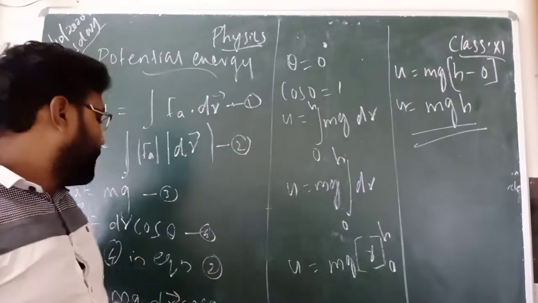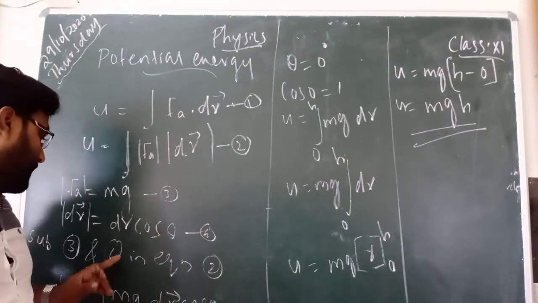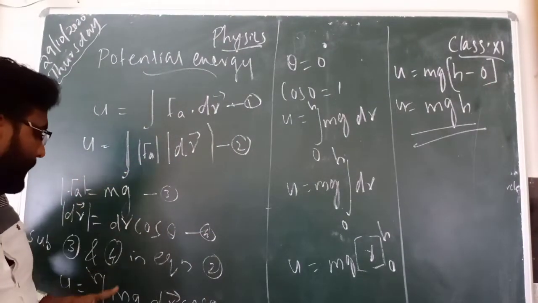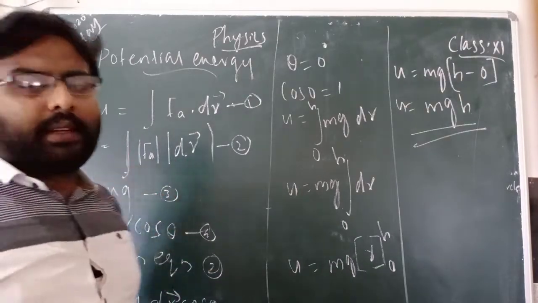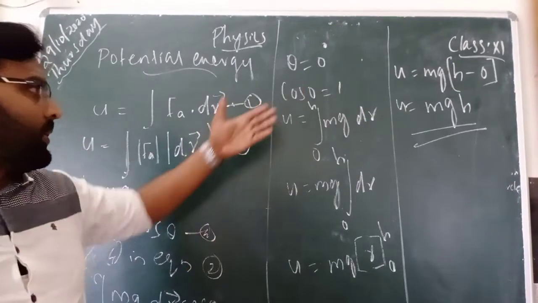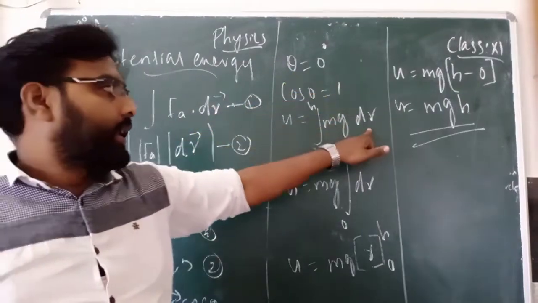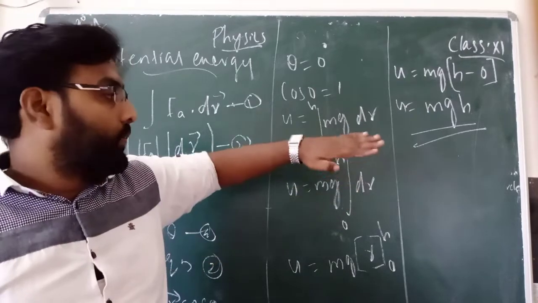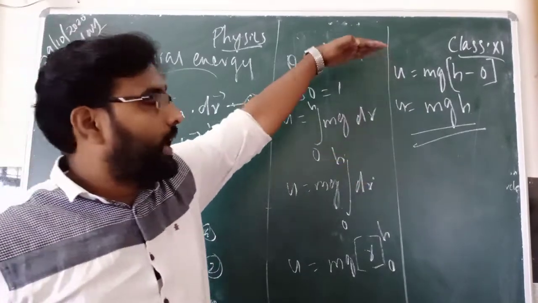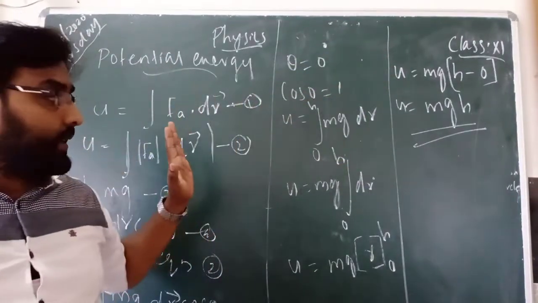So you can substitute the remaining values. F_a means mg. Then dr cos theta you can take up, then put the value. Integrate this for the limit 0 to h. Why 0 to h? From potential energy, 0 to some height it is lifted, so 0 to h.